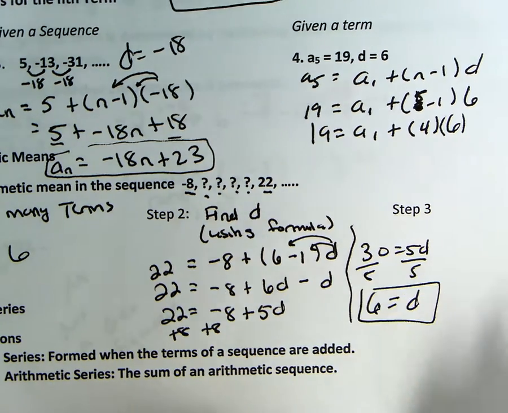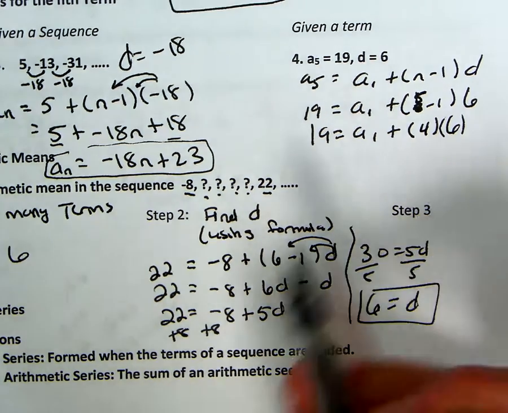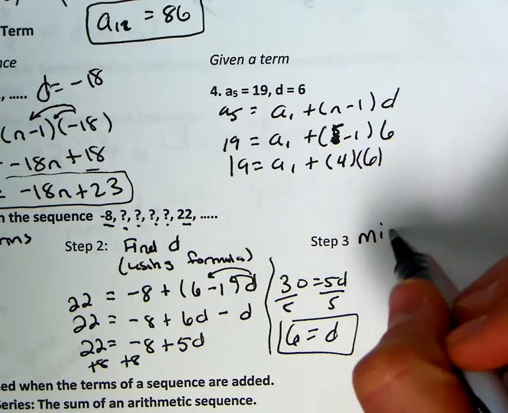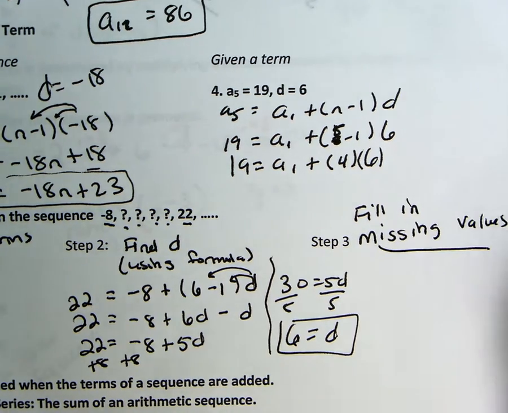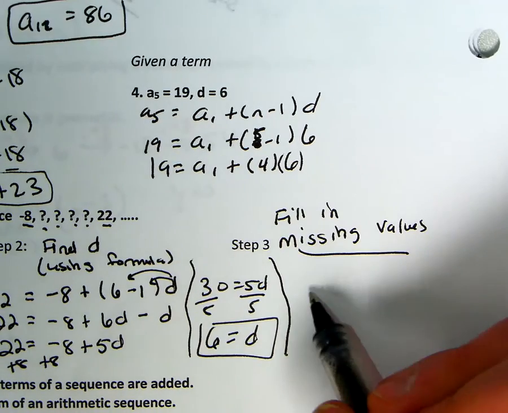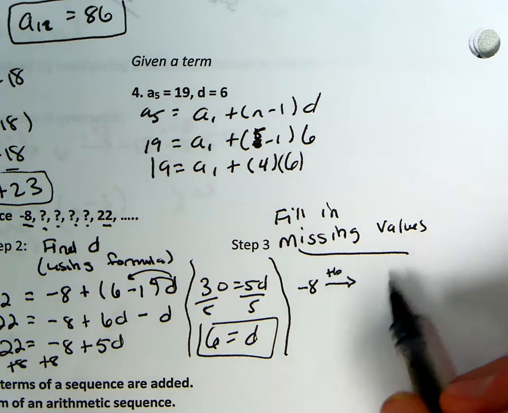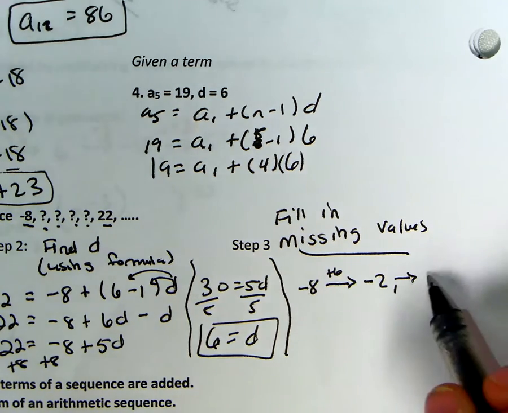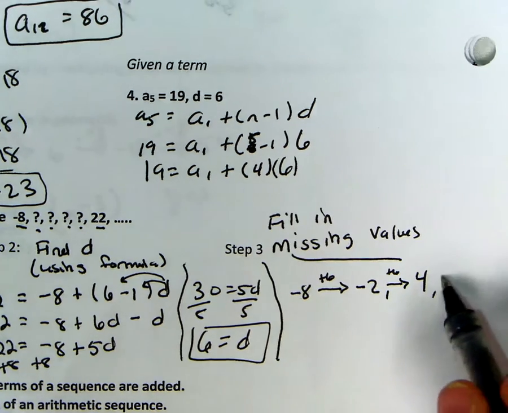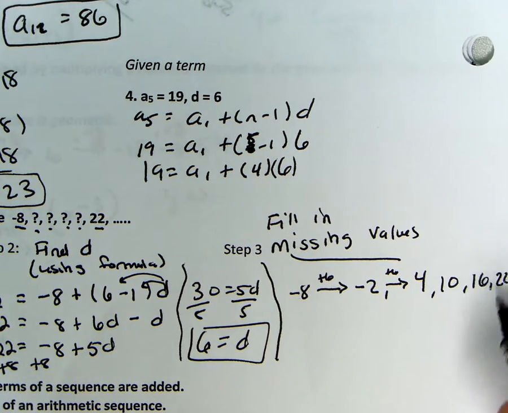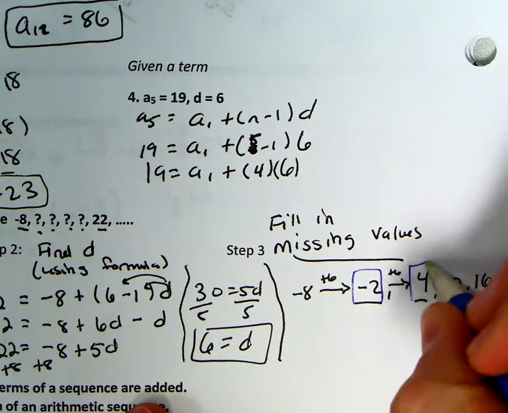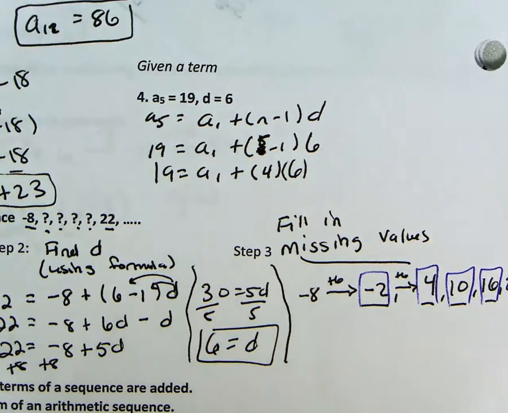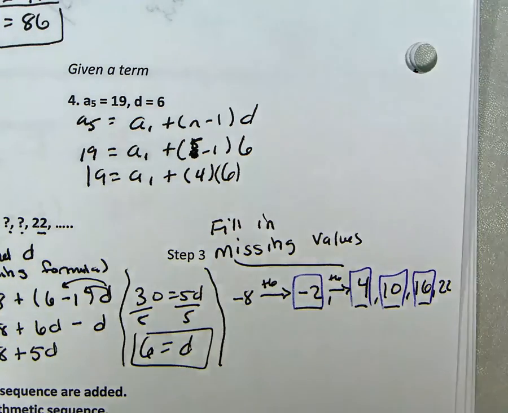So now that I know what my common difference is, step 3 is just filling in the missing values. Alright, so that's step 3. We have -8. We add 6, we're at -2. Add 6, we're at 4. Add 6, we're at 10. Add 6, add 6. So here's my missing, here's my missing, here's my missing, here's my missing. I'll box those around for you. But that is how you find arithmetic means.